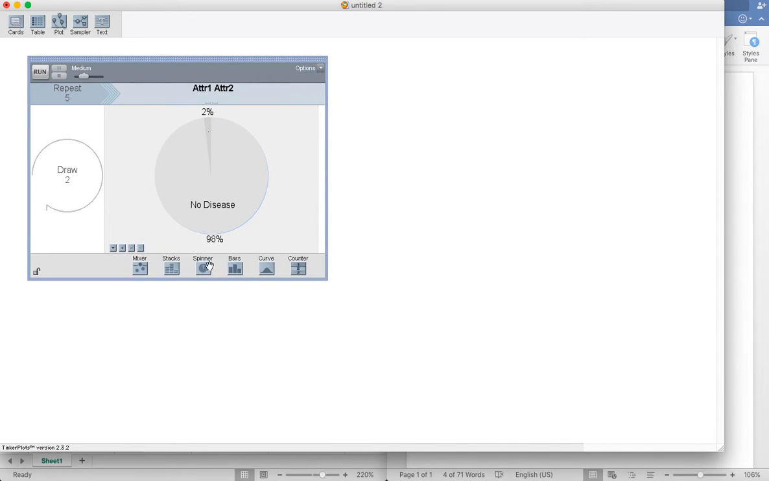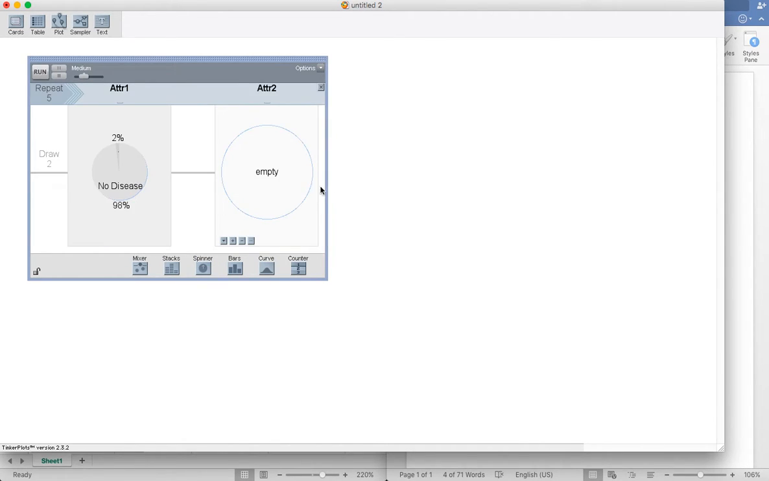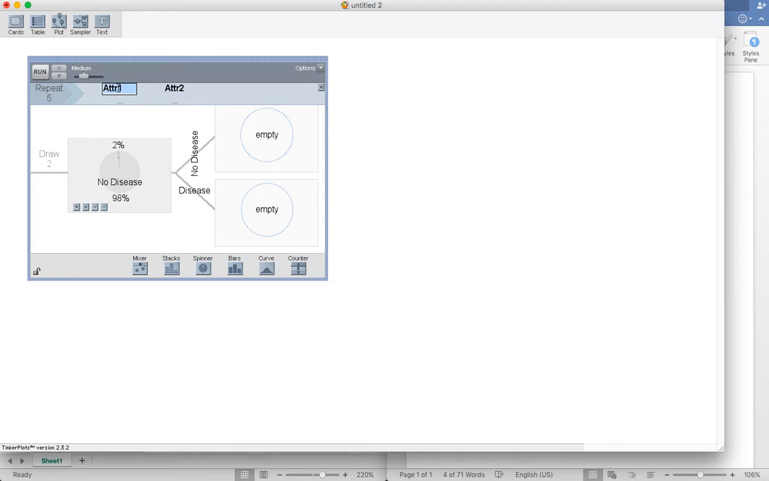Now we're going to layer this, because if you have the disease or you don't, you can still have the test. So the next layer is going to be the test. I'm grabbing a spinner, I'm going to drop it to the right, and there are two possibilities. Either I have the disease or I don't. So let's label these. In the first layer, this is the disease, whether you have it or not. And then the next layer, this is going to be the test result.